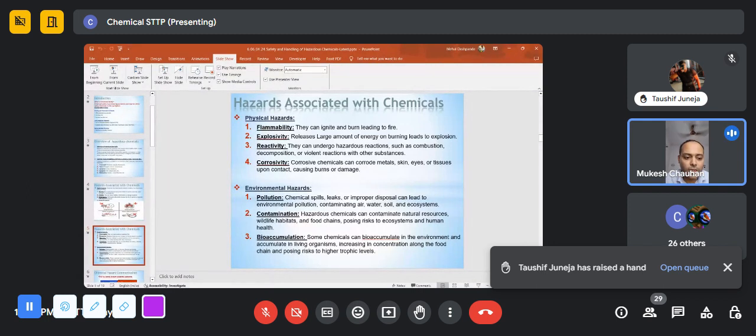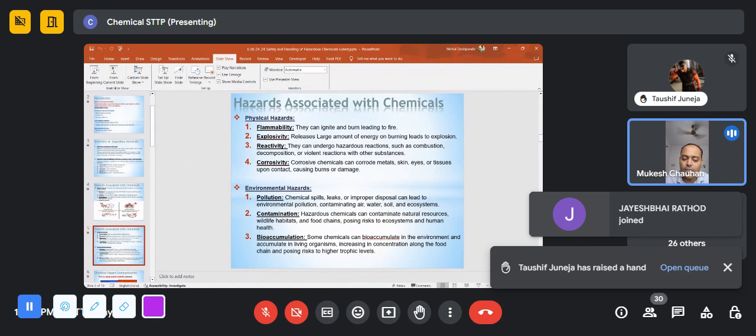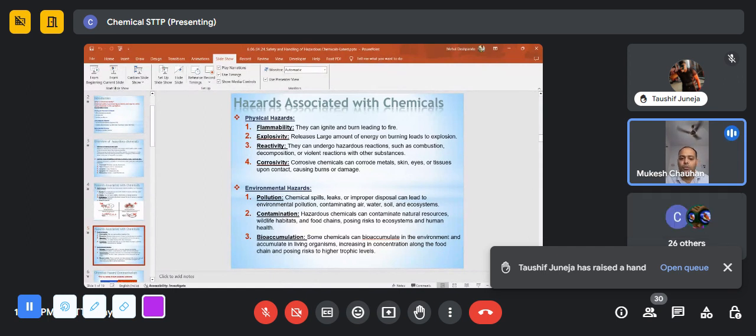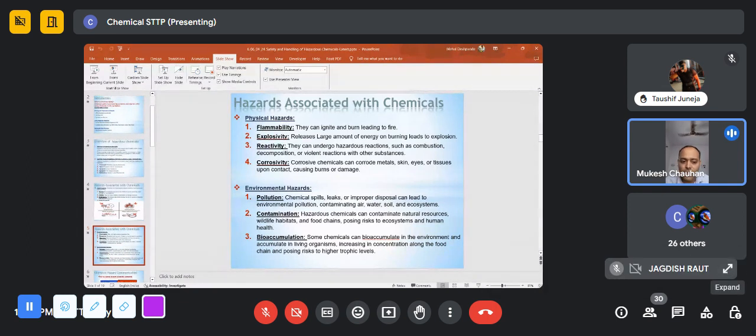Okay, so physical hazards can be classified as flammability hazards, explosive hazards, reactivity hazards, and corrosive hazards. Flammability hazards: these chemicals can ignite and burn, leading to fire. Explosivity means releasing a large amount of energy on burning, which leads to explosion. And reactivity: they can undergo hazardous reactions such as combustion, decomposition, and violent reactions with other substances.